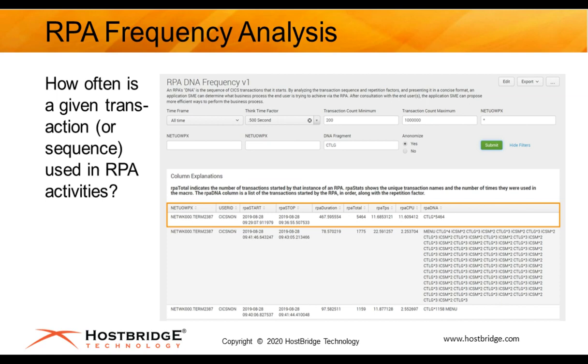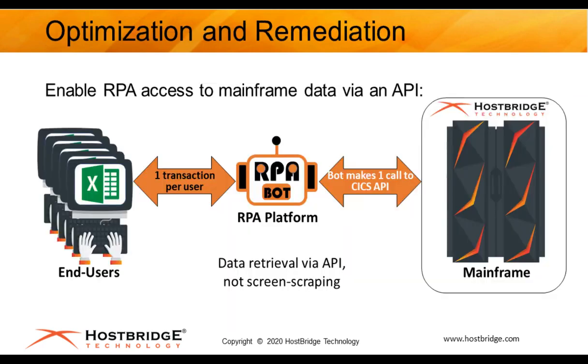Here's the answer. Clearly, there are some that are just beating the CTLG transaction to death, but then there are others that are, you know, maybe going to a menu transaction, running the CTLG transaction a few times, and then oscillating back and forth. Again, our job is to create a microscope for you to see this data, so that you have all the data you need to come up with an efficiency project, a remediation project, anything that can help optimize your application environment.